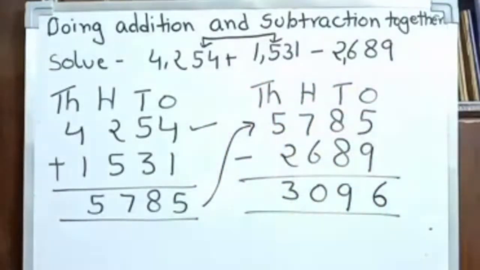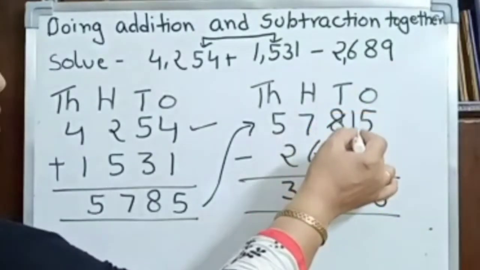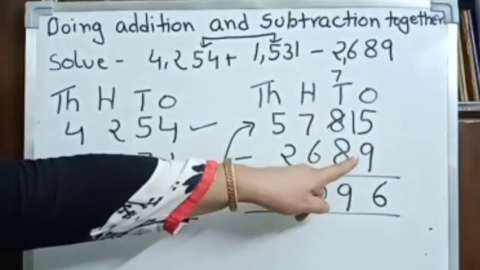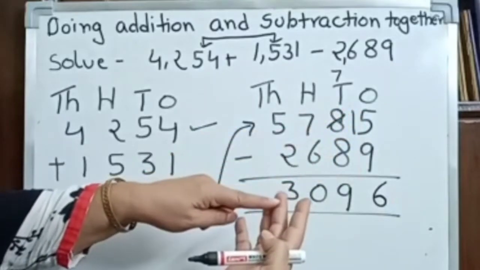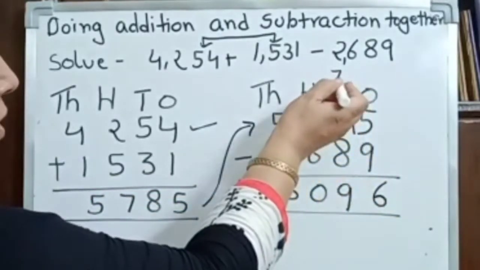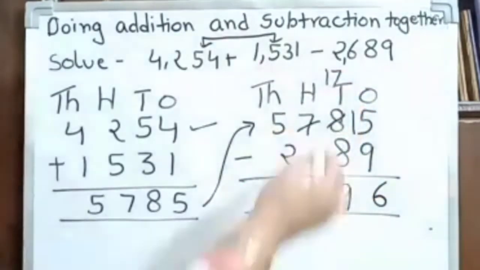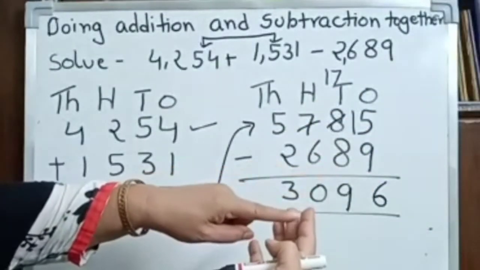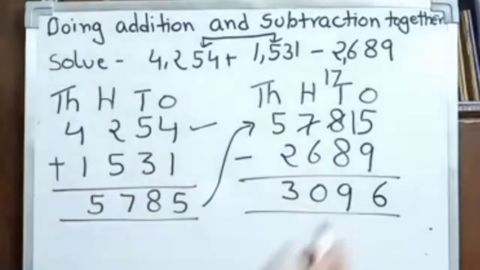2689 here. Now 5 minus 9, not possible. Borrow one number from here. Here we have 7. So 15 minus 9, count after 9 till 15. What comes after 9? 10, 11, 12, 13, 14, 15, 6. Now 7 minus 8, not possible. 7 is smaller than 8. Then we have to take one number from here. Now we have 17 minus 8. Now count after 8: 9, 10, 11, 12, 13, 14, 15, 16, 17. We have 9 here.